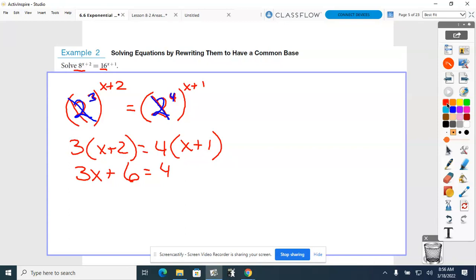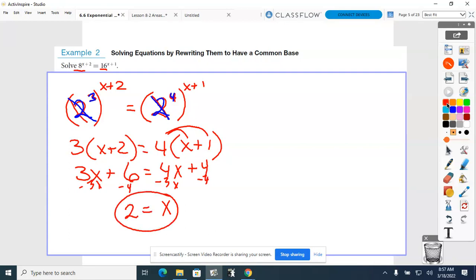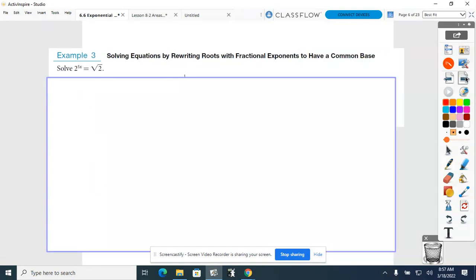Power to a power, you multiply, and then we're solving here for x plus 4. And then we're solving, so we're going to subtract 3x from both sides, subtract 4 from both sides, and we have an answer. Okay? Once you get them out of the exponents, it's just algebra. So that's your first goal. Try to get them to have the same base.